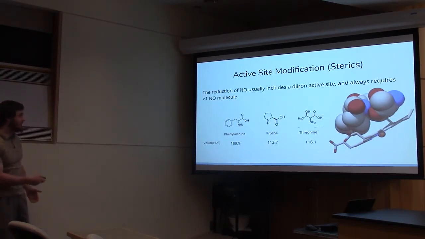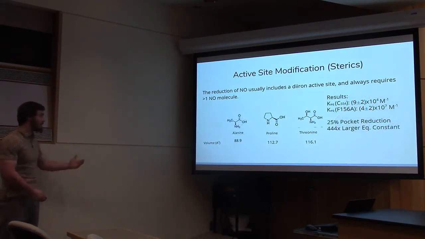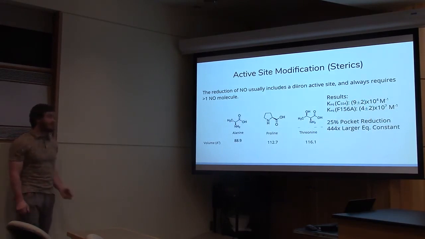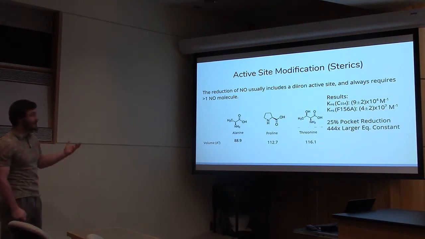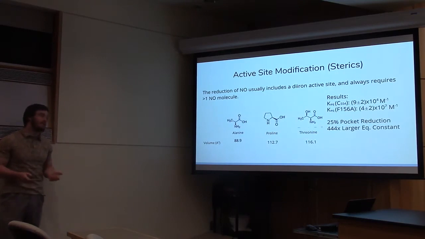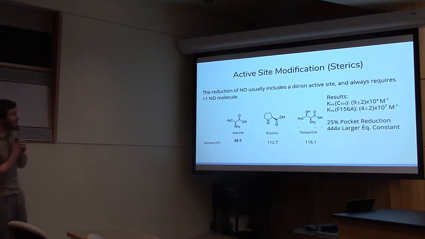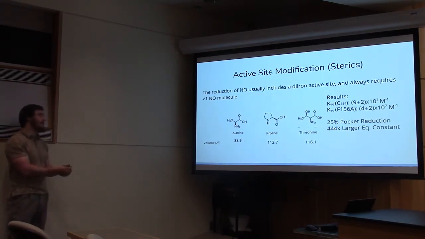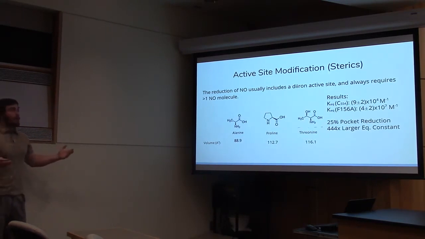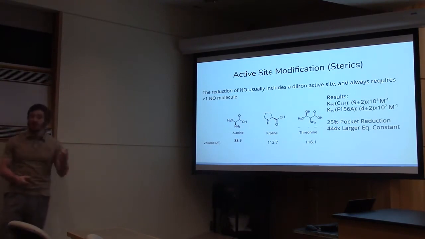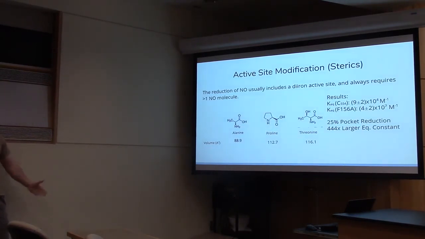So what we did is we replaced the phenylalanine with an alanine, the smallest amino acid. This resulted in a 25% reduction in the pocket size and resulted in a binding constant 444 times larger. So significant improvements in the binding of nitric oxide. However, in this sample we still did not see nitrous oxide reduction, so we're still looking for that, or seeing if we can have that occur in some way.